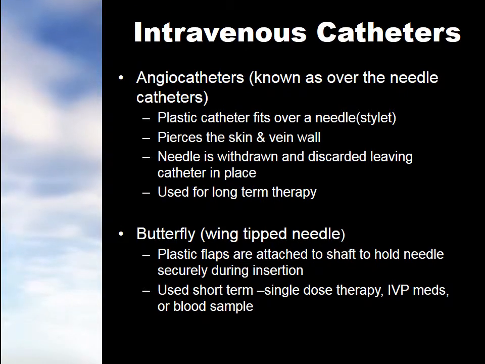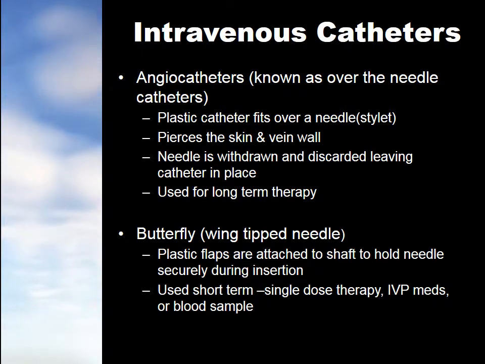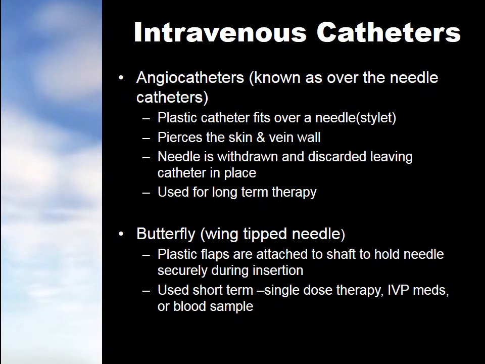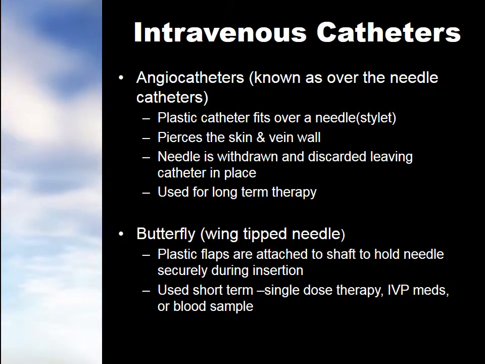Intravenous catheters. An angiocatheter, also known as an over-the-needle catheter, is a plastic catheter that fits over a needle or stylet, which pierces through the skin and vein wall. The needle is withdrawn and discarded, leaving the catheter in place. This is used for long-term therapy.